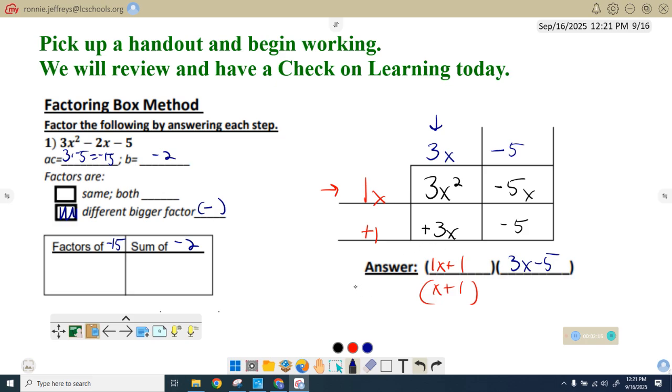Now, you could have also written it like this. If you wrote 3x minus 5 first, and then x plus 1 second, that's fine. Was that your question? Yep, because that was the first time I hadn't written it twice. Yep. Okay.